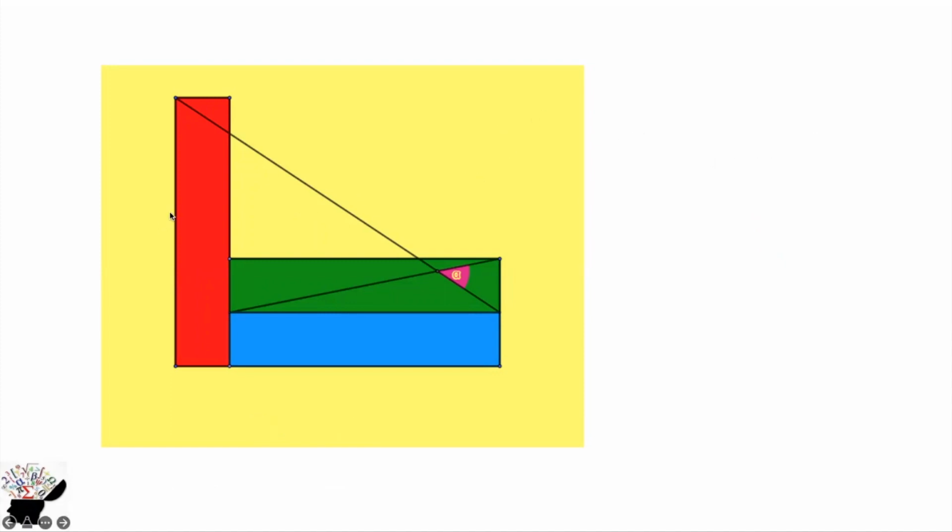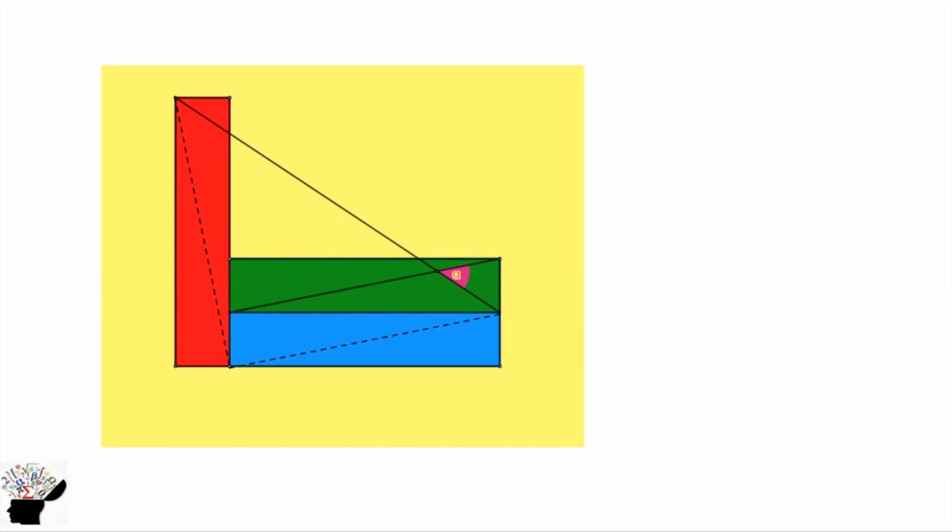So from here we have three rectangles. They are congruent, which means they are of the same length. So now we can draw a diagonal from the red rectangle, that is from this side to this side. We can also draw a diagonal from this side to this side. That is the blue rectangle.